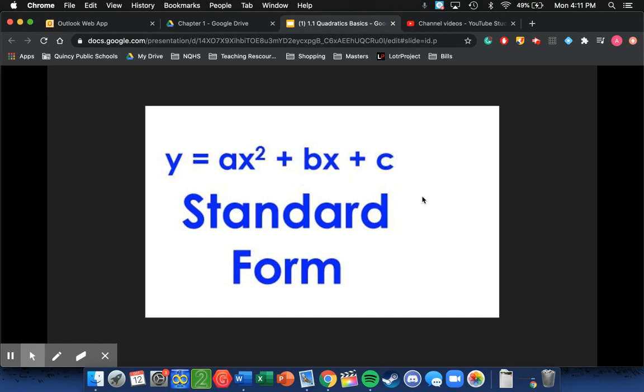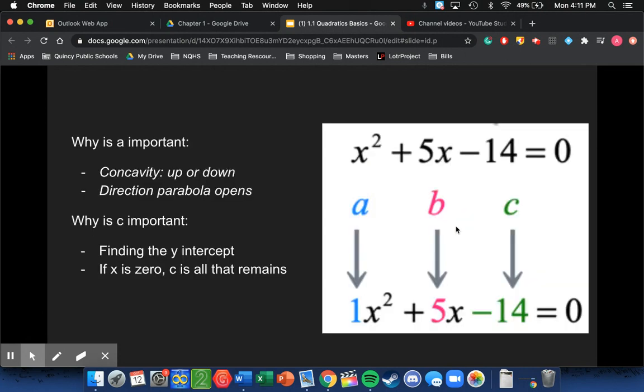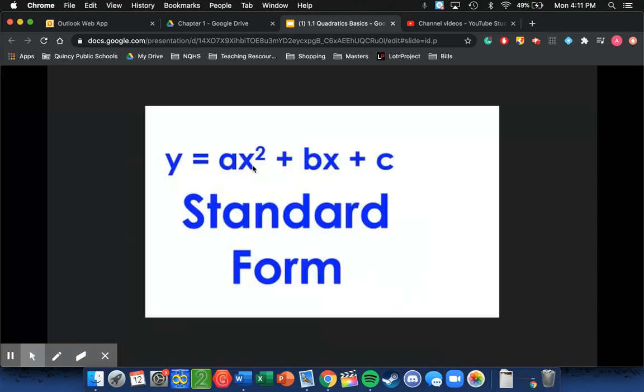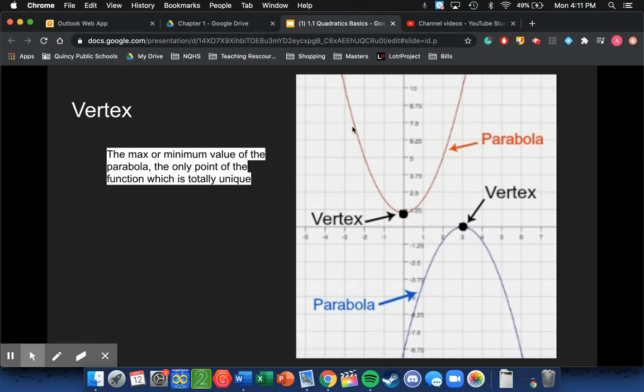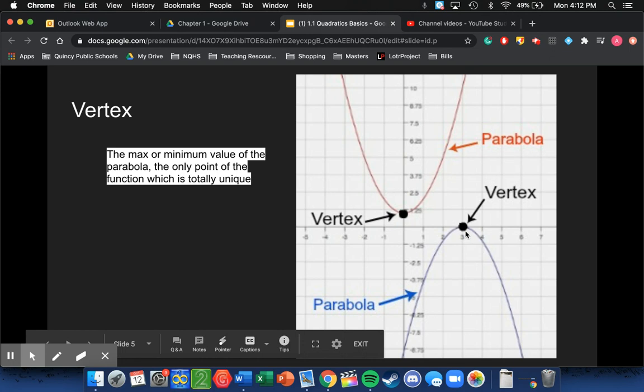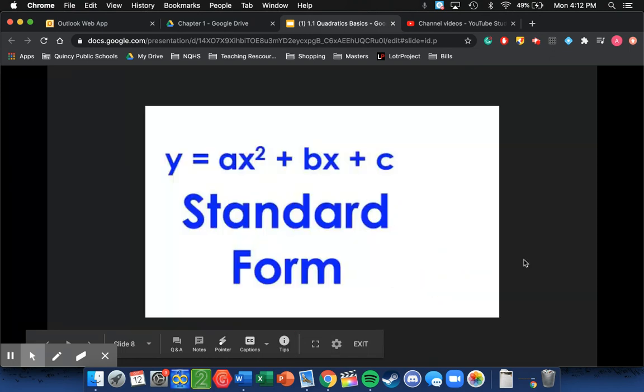So let's talk about standard form. What do these normally look like, and how do we use this form to evaluate graphs and to create graphs on our own? First of all, a, the leading coefficient. Why is it important? Well, that's going to determine if we have a maximum or a minimum. This is an example of something with a positive leading coefficient. This is an example of something with a negative leading coefficient.